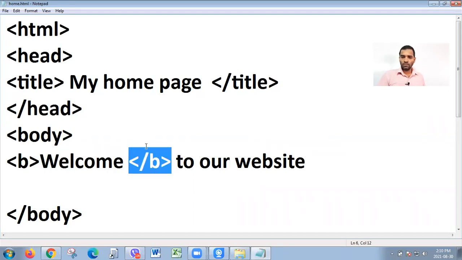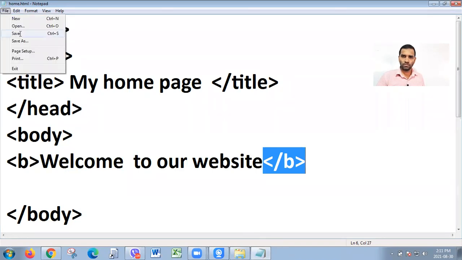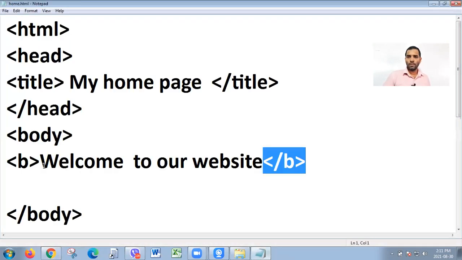If I want to show everything in bold, I can close it here. Say I want "welcome to our website" in bold. So starting the bold here, and you have to stop at this point. Let's save it and see the output. So now everything is in bold. Okay, right. It's very simple.